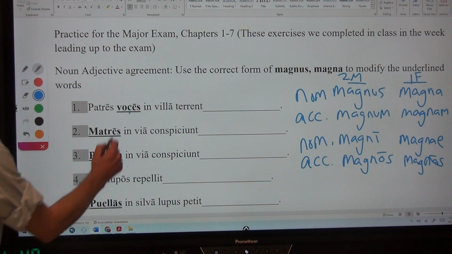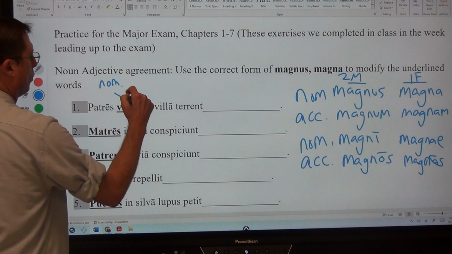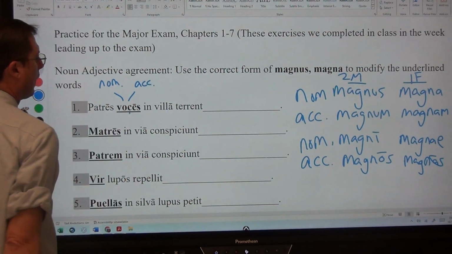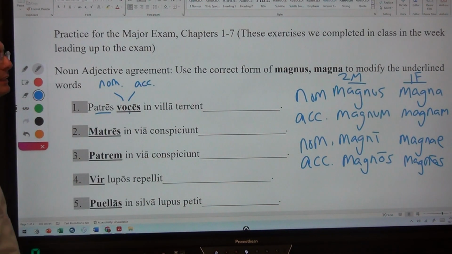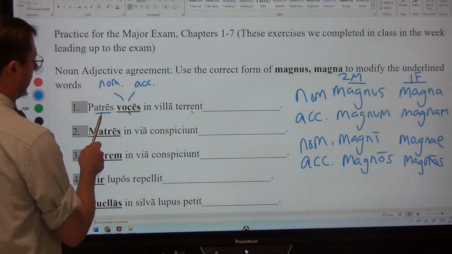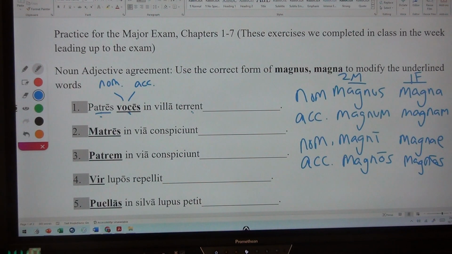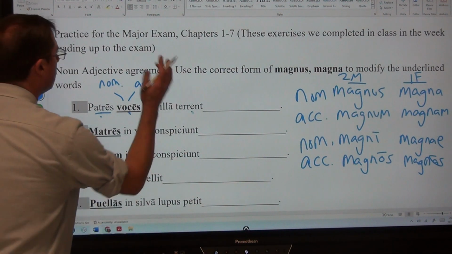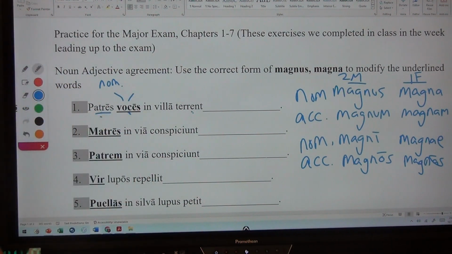Voces with that long es could either be nominative or it could be accusative. While I look at the rest of the sentence and I see patres, and that's not helping out very much as well because it is the exact same thing. And so we have to just simply translate it and see whether it makes better sense of saying that the fathers terrify the voices, or the voices terrify the fathers. Well, obviously, it makes more sense for the voices to be the ones doing the terrifying, so we now know that that is going to be then the nominative form.